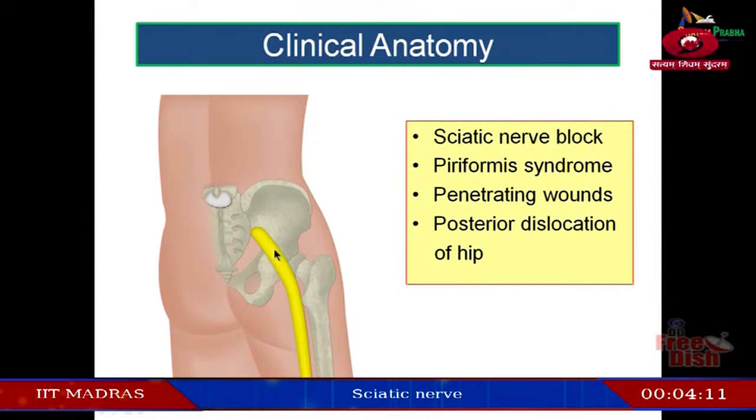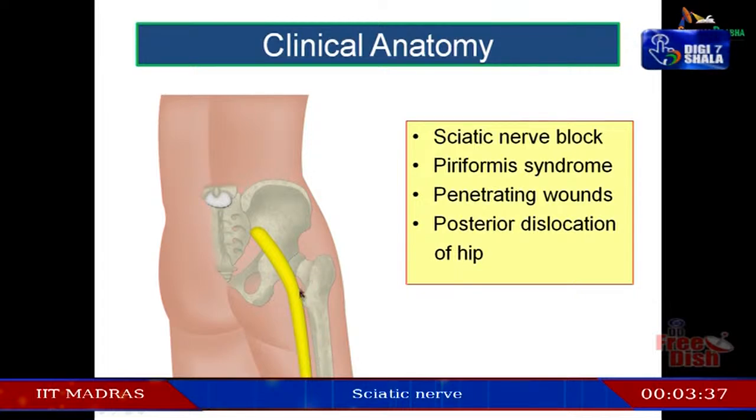buttock area. Penetrating wounds on the back can also injure sciatic nerve, especially in the area where sciatic nerve has a subfascial course, that is between the gluteus maximus and the long head of biceps femoris. Between these two superficial muscles, sciatic nerve has a subfascial course. So, any penetrating wounds in this area can easily injure sciatic nerve.